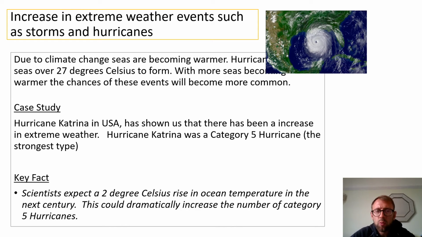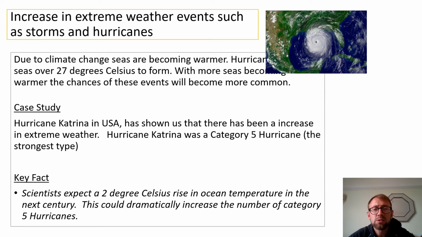Increased extreme weather events such as hurricanes and storms. Now, we've seen this again in the UK, over Christmas time in 2019, from November, December, January and February. Really wet conditions, lots of flooding due to extreme amounts of rainfall. But we know in other parts of the world that it's not just extreme amounts of rainfall, but it's the hurricanes, the tropical storms that come with it.